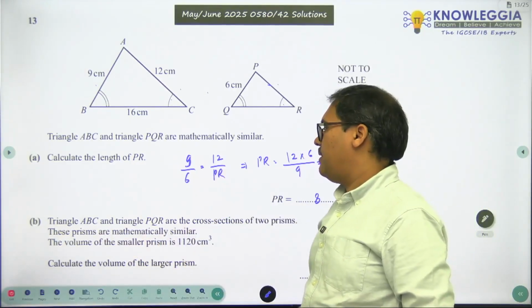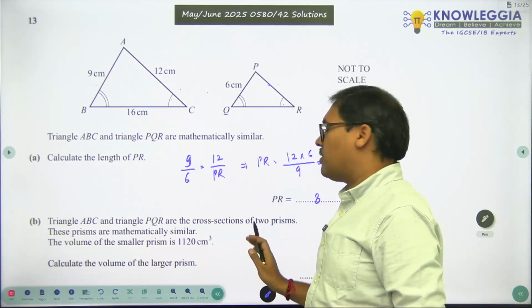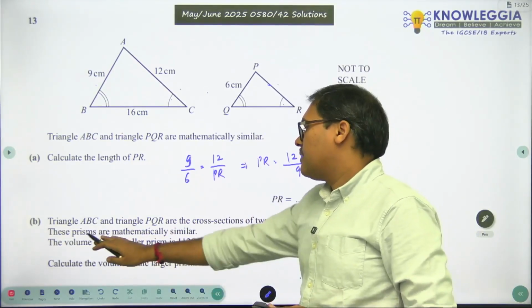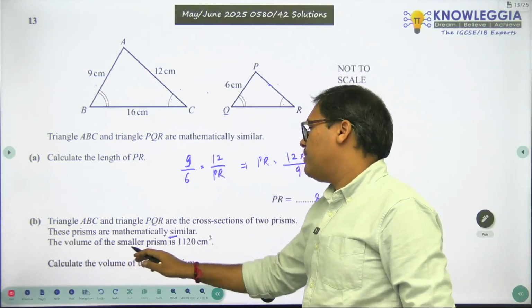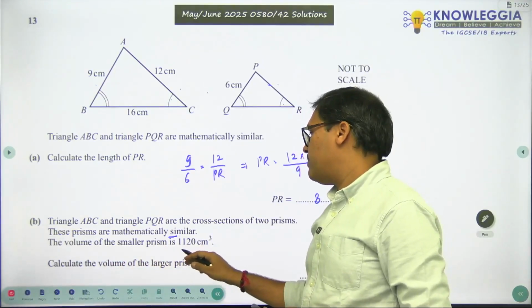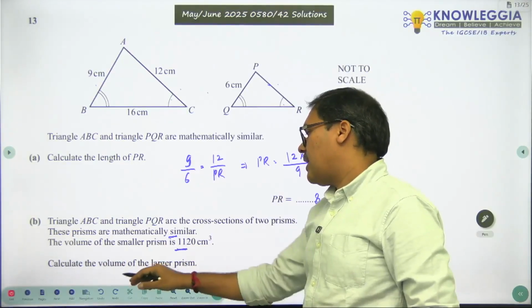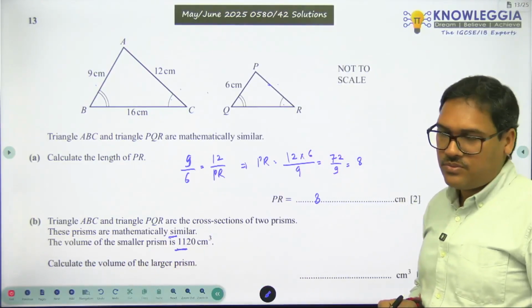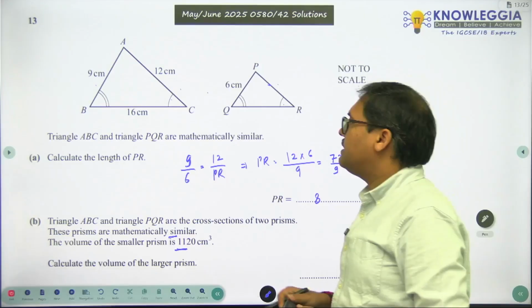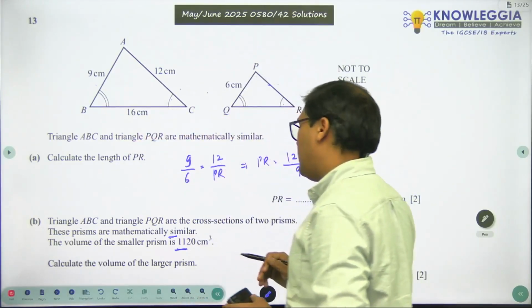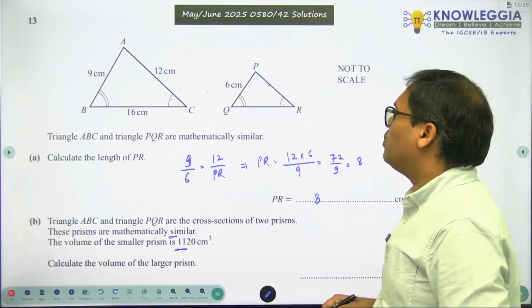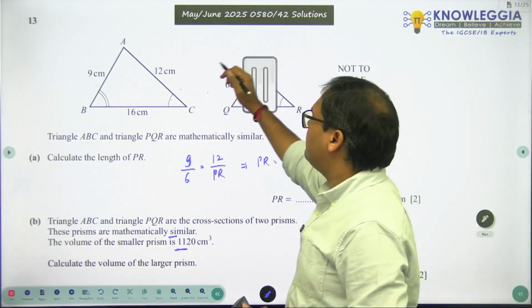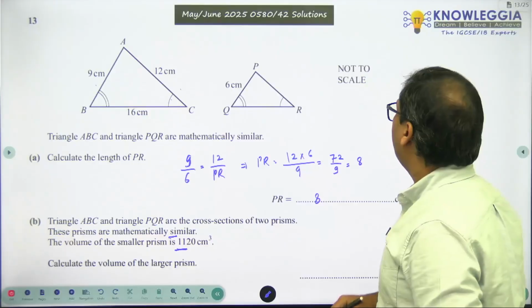Triangle ABC and triangle PQR are the cross sections of two prisms. They are mathematically similar. The volume of the smaller prism is 1120. Calculate the volume of the larger prism. So these are the cross sections, and the question is find the volume of the larger prism.